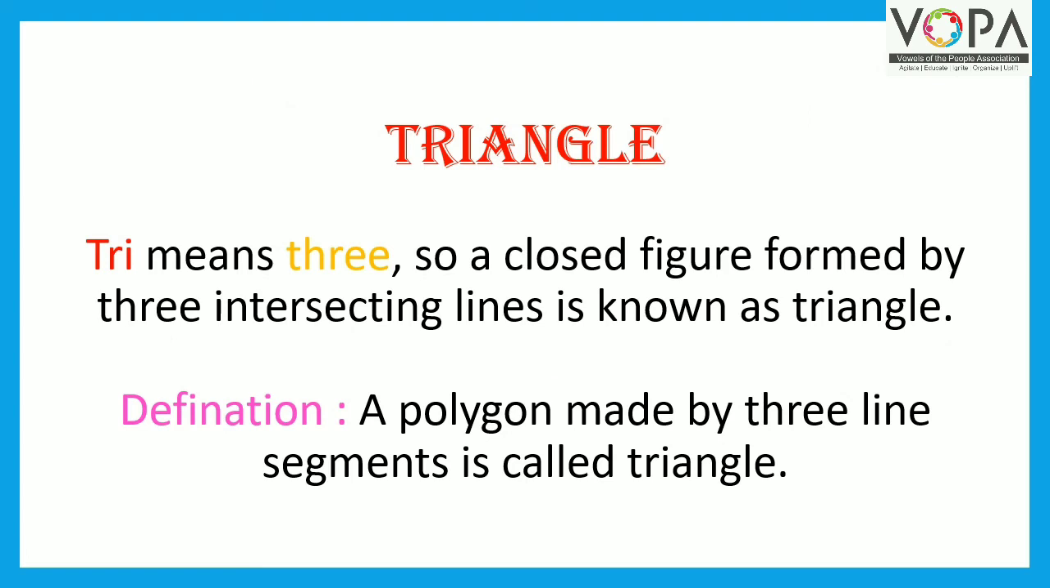Let's recall the definition of triangle. Tri means three. So, a closed figure formed by three intersecting lines is known as a triangle. The definition of a triangle is: a polygon made by three line segments is called a triangle.